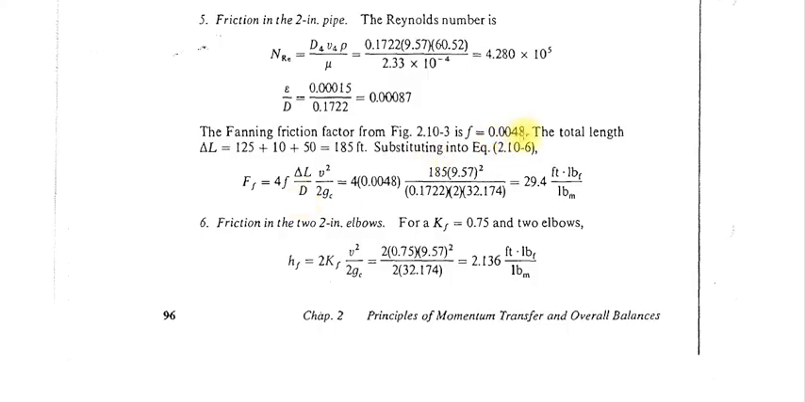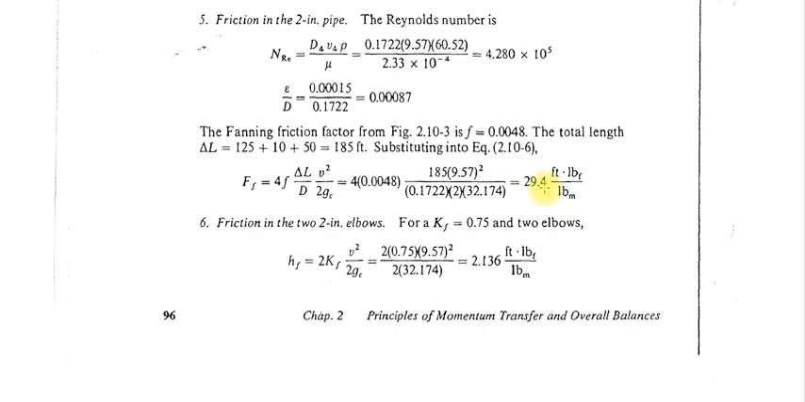It will come 0.0048. For exam purposes we will not give you the Moody's chart; we will directly give you the friction factor values. If you know the friction factor value, you can just substitute delta L equal to 185, D is the diameter, equal to 0.1722, multiplied by 2, multiplied by gc, which is 32.175. Here the velocity V is 9.57. Just substitute all the values and you will get the friction loss, which comes to 29.4.